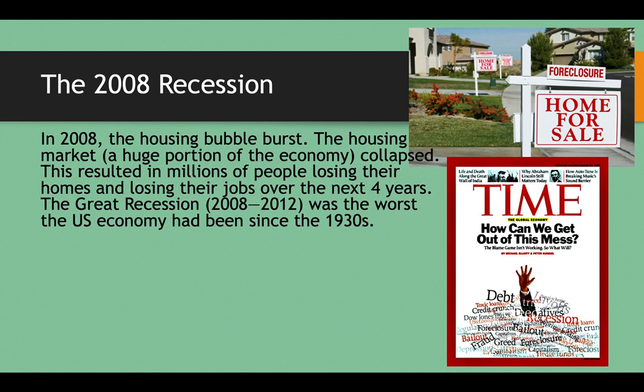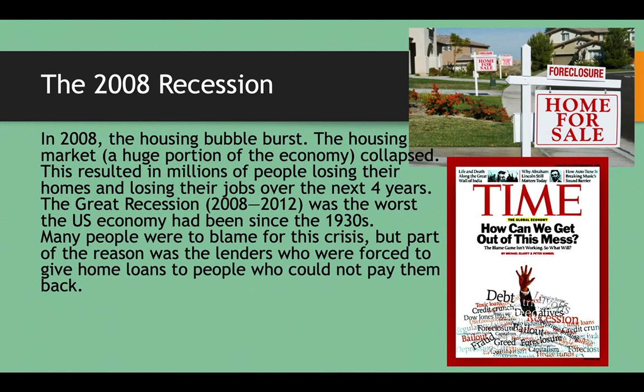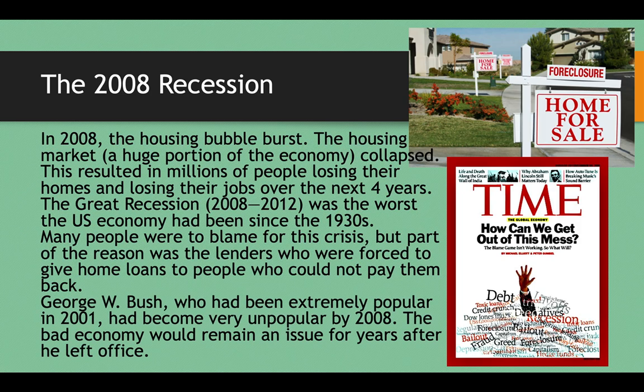And over the next 4 years, the time period called the Great Recession, which was 2008 to 2012, this was the worst that the U.S. economy had been since the Great Depression. There were many people to blame for this crisis, but part of the reason was the fact that lenders were forced to give home loans to people who could not pay them back, and people were kind of set up for failure.